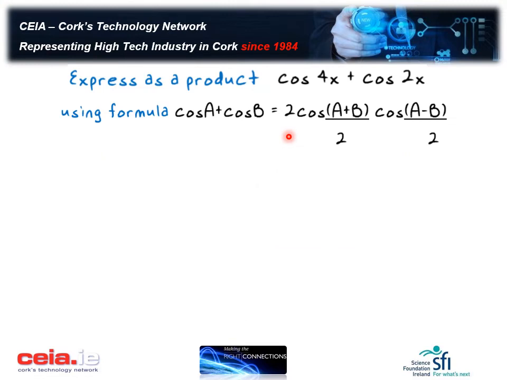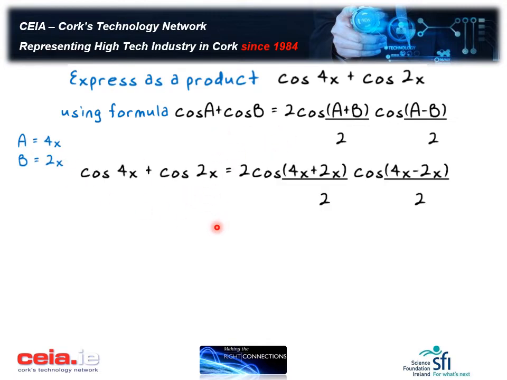More. So now that you have that down, it can be useful, so that you avoid making silly arithmetic mistakes, to write down which is A and which is B. It just helps a little bit. So in this case, A is 4x and B is 2x. So just substituting in then for A and B. Cos 4x plus cos 2x is equal to 2 cos, open brackets, 4x plus 2x all over 2, multiplied by cos 4x minus 2x all over 2. And that ends up very simply being 2 cos 3x multiplied by cos x. Job done.